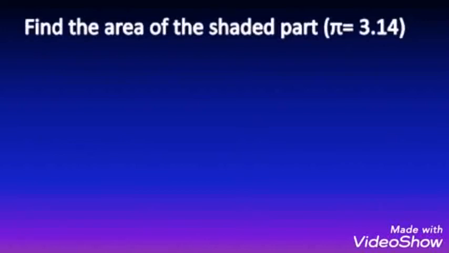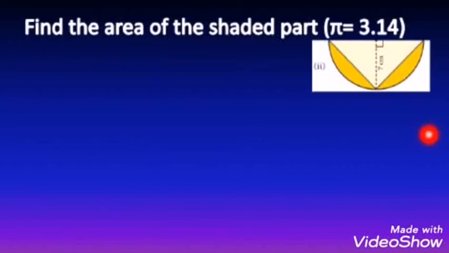Now let us look into the second question. Find the area of the shaded part. Pi is equal to 3.14. In this question you can see a semicircle is given and inside the semicircle you can see a triangle shape. This is the height of this triangle. The height of the triangle is also the radius of this semicircle because we know from center to any point on the circle is radius. So the radius of the semicircle is 7 centimeters.